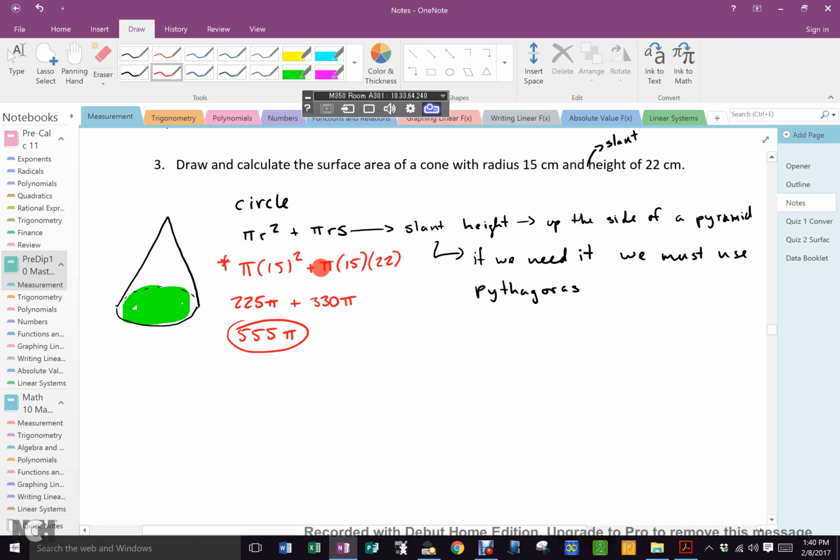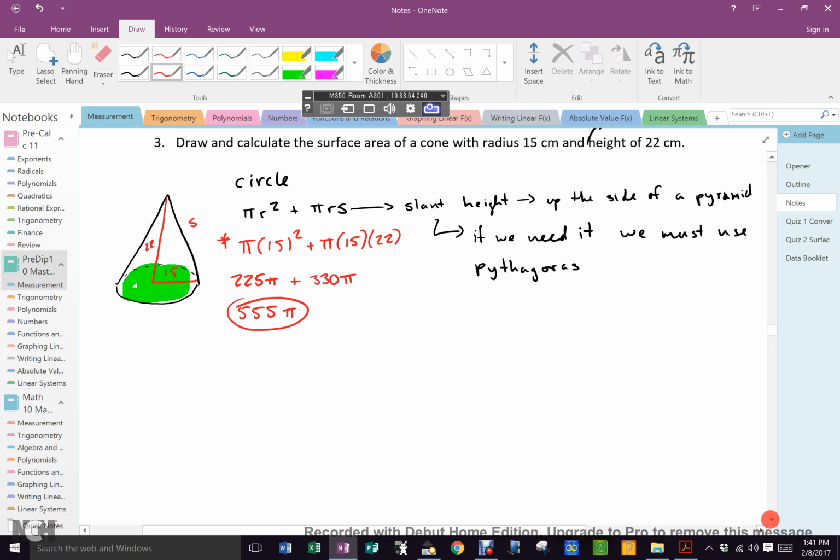Everyone okay? All right. Now, if we didn't have the height, if this height was 22 and this radius was 15, then what would I do to get the slant? I'd have to do Pythagoras again. Everyone cool? I didn't do Pythagoras because I wanted it to work out perfectly. I didn't want you to have any decimals. Everyone okay? All right. Let's go on to the next one and see what happens.